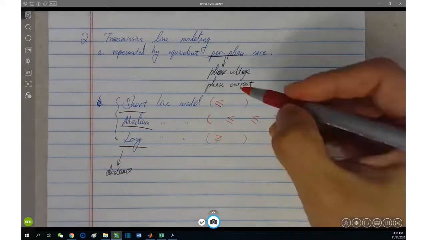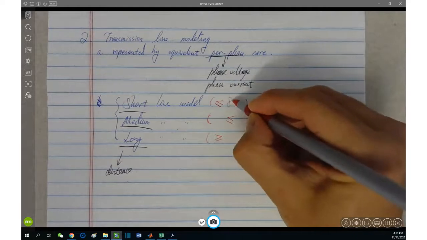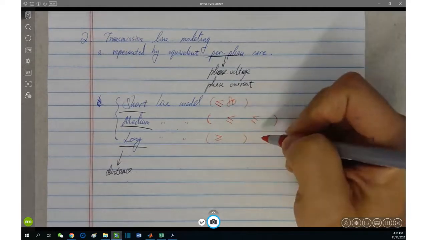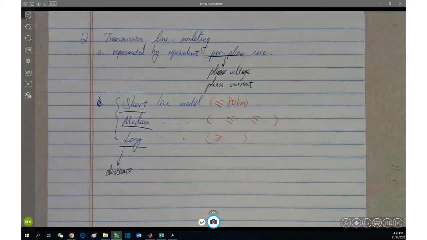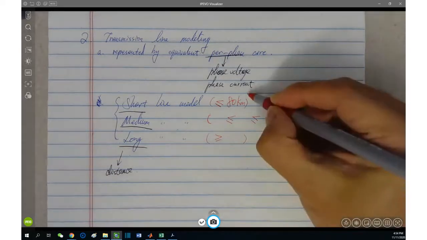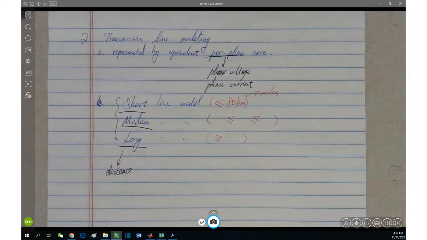So, short line model, what's the boundary? Below 80. Be careful with the unit. I like the unit because it's metric. 80 kilometers. Okay. By the way, how many miles does it mean, which you guys like? Anyone know 80 kilometers is how many miles? 50. Here we go. Okay. 50 miles. I don't have much concept about miles, but 80 kilometers, I know how long.